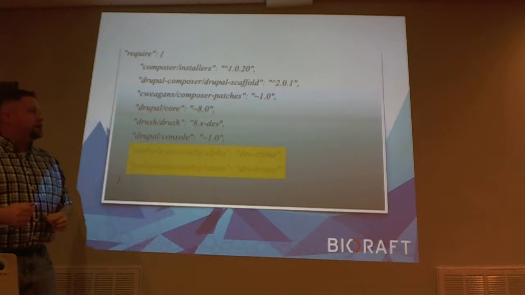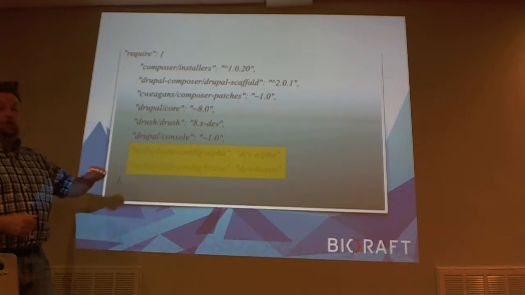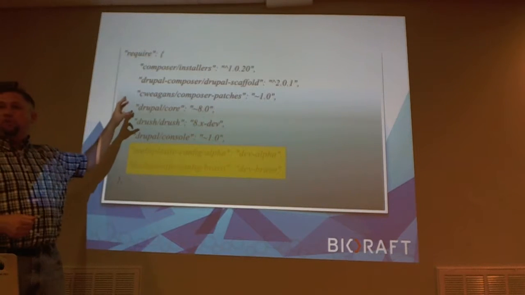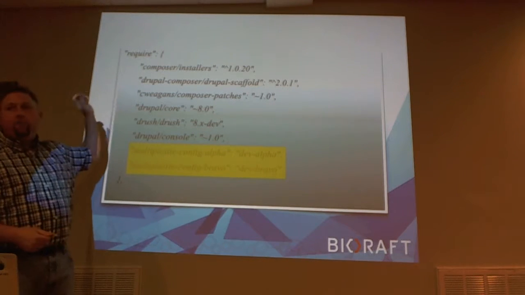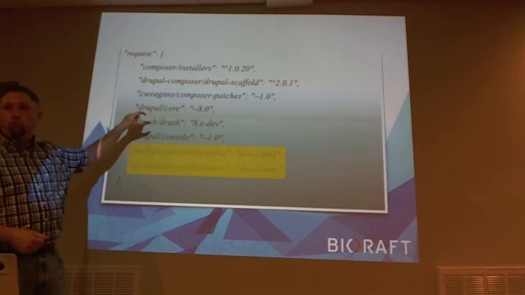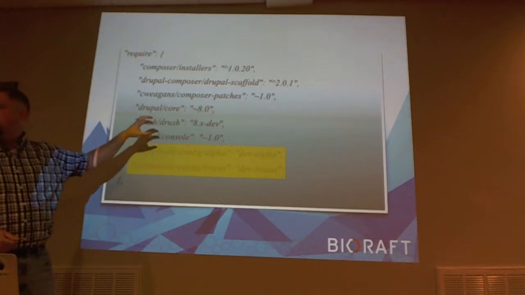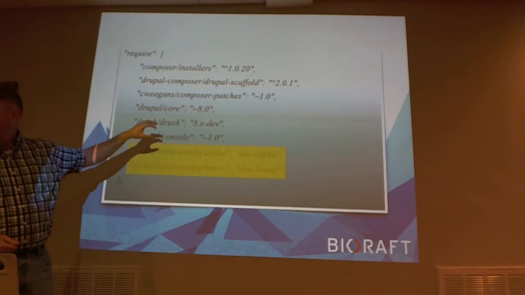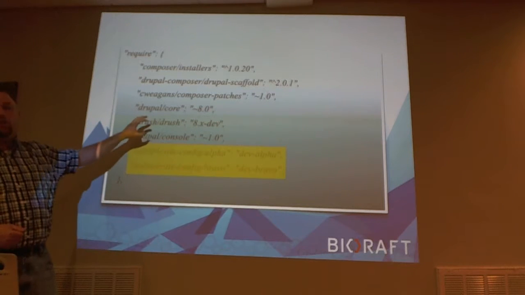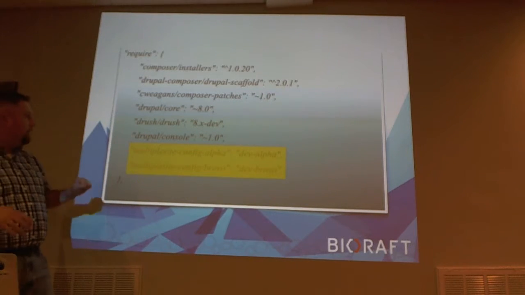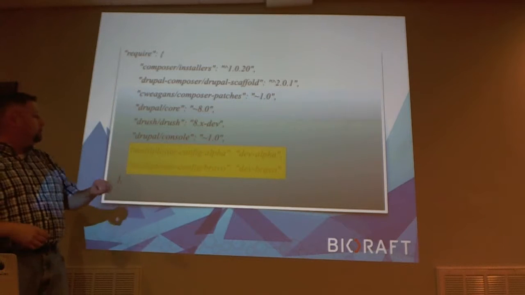In the require section of composer.json, that's where you list all the individual requirements for your project. So if you've got views, you would have views in here. If you've got rules, help me out. What are some other modules that you might want to use? Pathauto, panels, whatever it happens to be. You list all those and their versions.